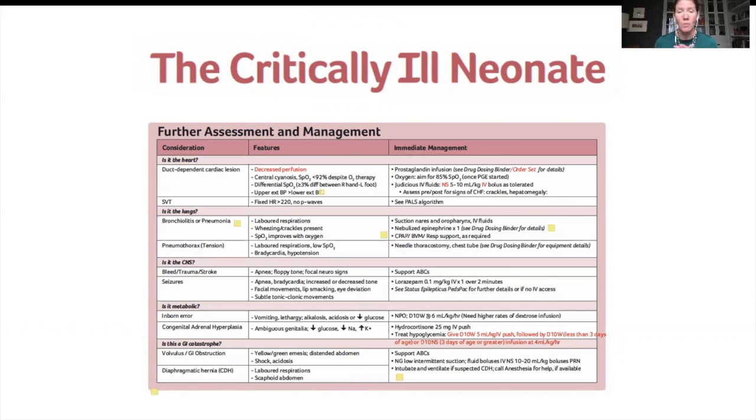But ultimately, what I wanted to focus on today was just that initial 30 to 60 minutes where you're stabilizing the baby and remembering to do those extra tests that are going to help you to know whether you're dealing with a duct-dependent cardiac lesion or not.